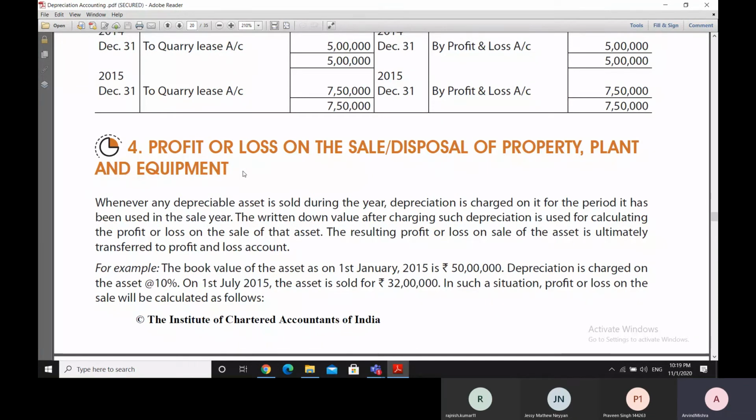Example being, let's say the book value of an asset as on 1st Jan. Book value means the depreciated value. Let's say the book value of the asset as on 1st January 2015 is 50 lakh rupees. We charge a depreciation at the rate of 10% on the asset. Now on 1st July, the asset is sold for 32 lakh rupees. In such a situation, what is the profit or loss on the sale?